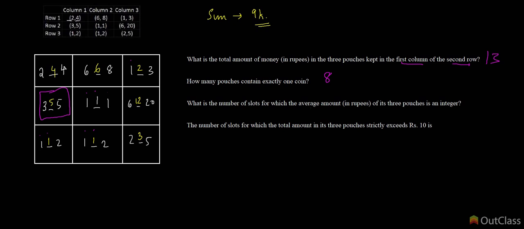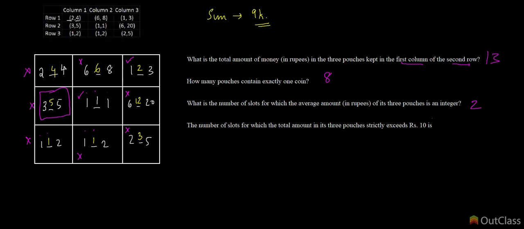What is the number of slots for which the average is an integer? We're talking about slots which have 3 pouches. So for the average to be an integer, the sum should be a multiple of 3. We can check that. The sum is 10. The sum is 13. 4, 4. 3 works. 20 doesn't work. 6 works. This doesn't work. Doesn't work. There are 2 pouches.